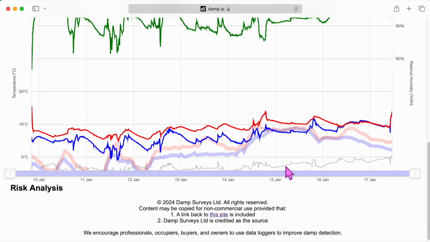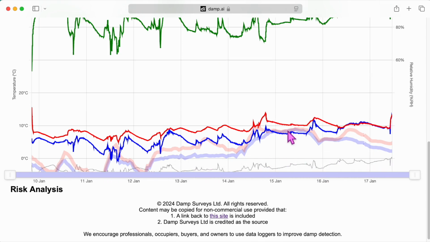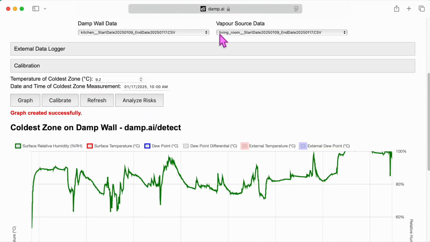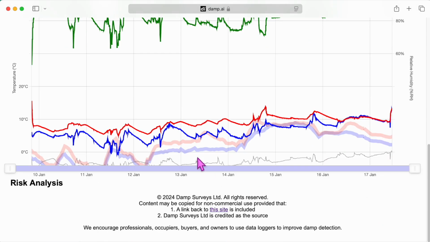Now, this here is interesting. It's what's called the dew point differential, and it's this light grey line here at the base of the wall. And when it's below zero, it's because the vapor source, so in this case, the living room, is less than the kitchen, which is not what I would have expected.